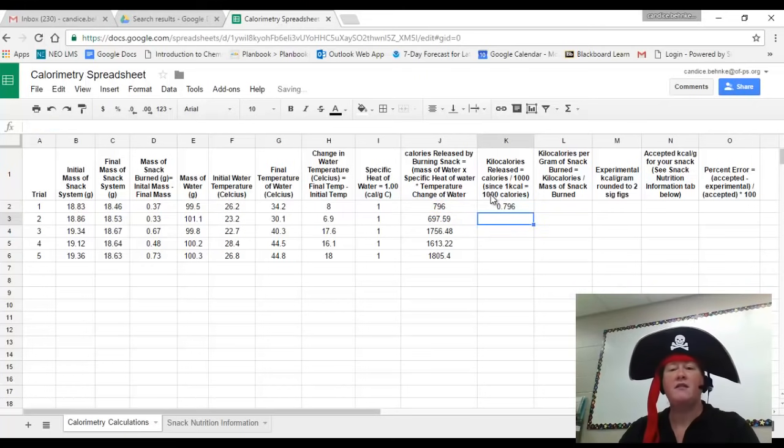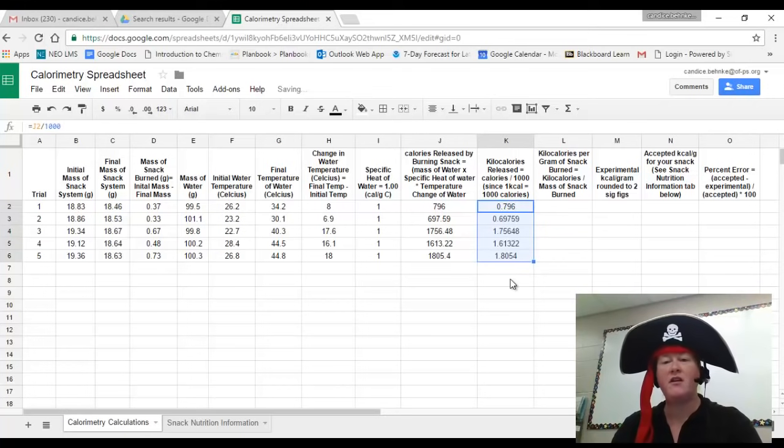And for this trial, you can see that 0.796 kilocalories of heat were released. This is the calorie we're familiar with. I'm going to hover and drag so I have the calculation for all of them.